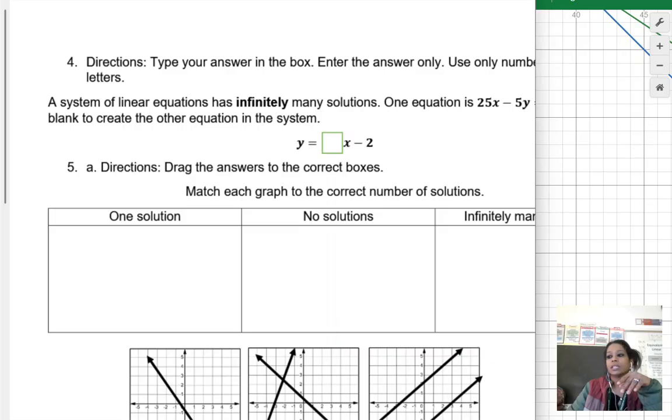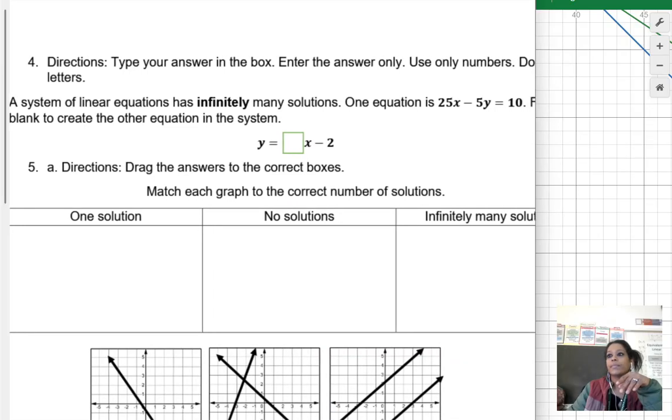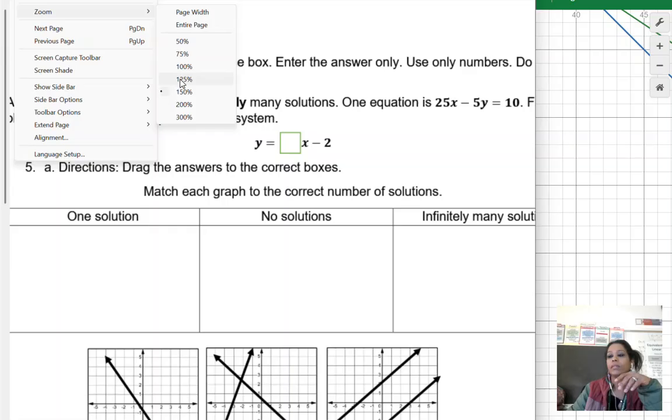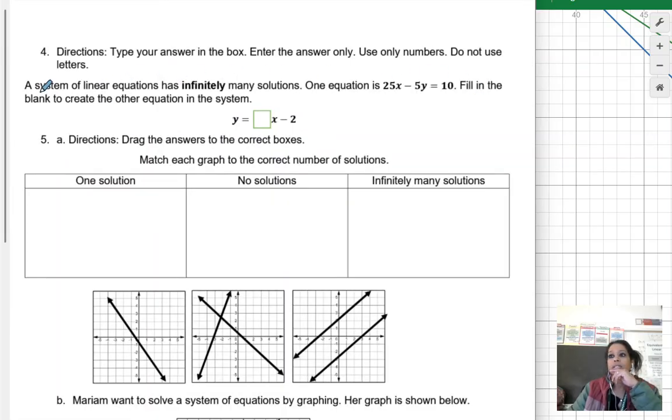All right, next question. It says here, directions. Type your answer in the box below. Enter the answer only. Use only numbers. Do not use letters. All right, so here's where the actual question starts.